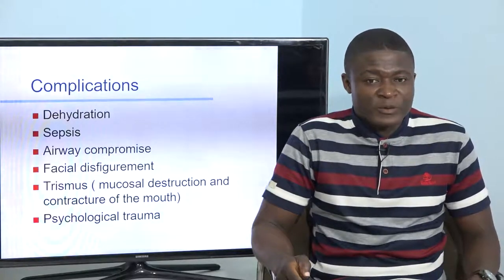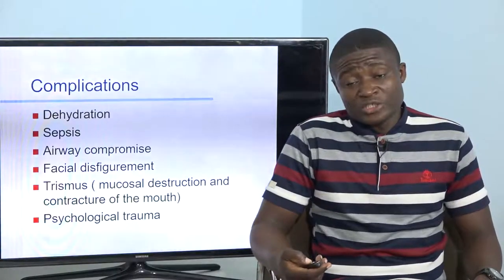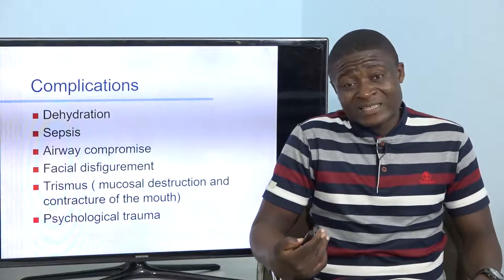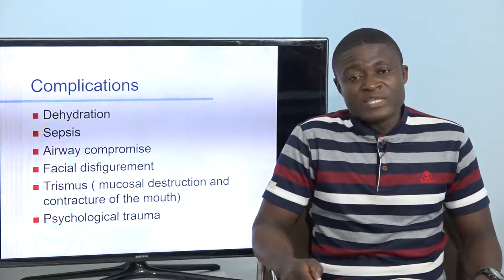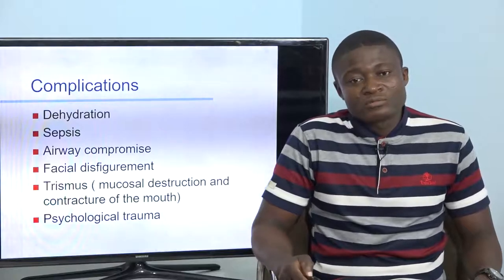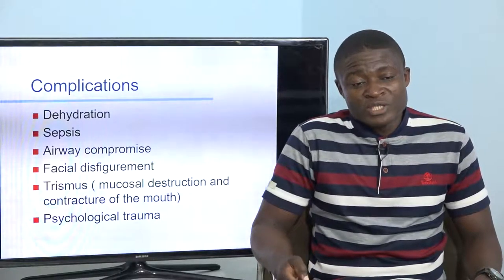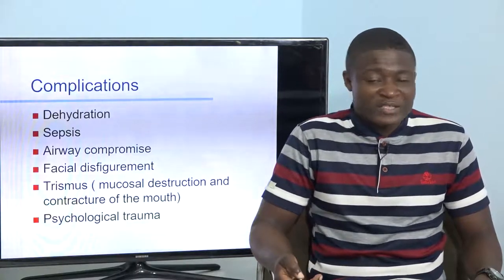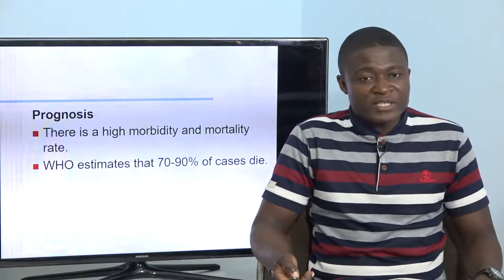We call it trismus. Then psychological trauma. You can imagine if you have a child who looks like the pictures that I showed you, how comfortable will you be taking that child out? Or if it is even an adult, how comfortable would that adult be when he or she is in public? So that is definitely going to create a lot of psychological trauma to the client and relatives.